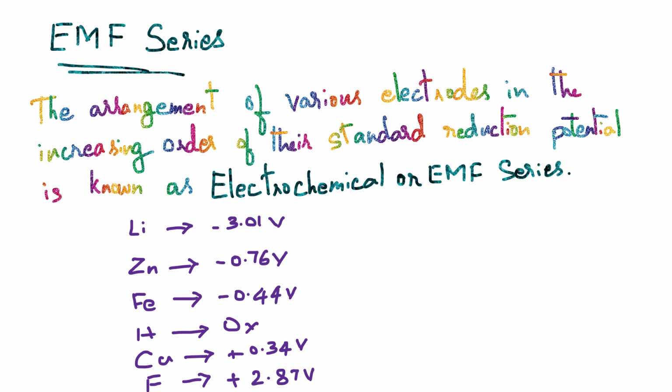Some metals have been considered here: hydrogen 0 volt, iron above hydrogen at minus 0.44 volt, zinc minus 0.76 volt, and the topmost is lithium at minus 3.01 volt. Below hydrogen is copper at plus 0.34 volt, and the bottommost is fluorine at plus 2.87 volt.